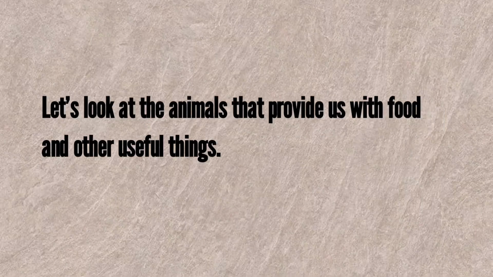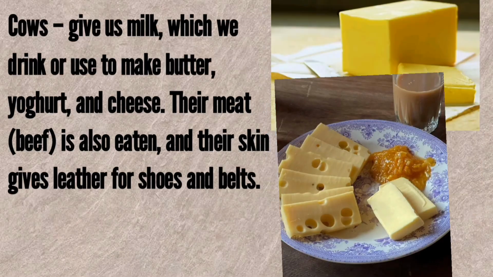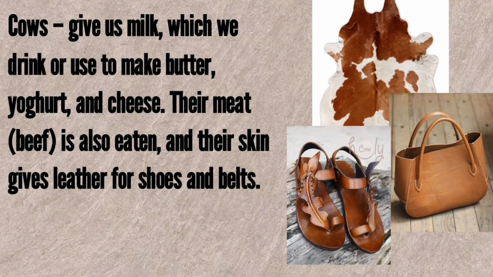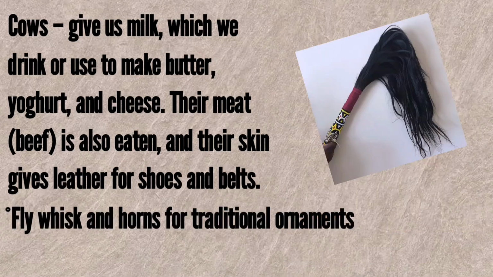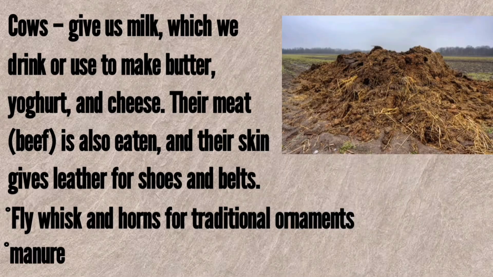Let's look at the animals that provide us with food and other useful things. Cows give us milk, which we drink or use to make butter, yogurt, and cheese. Their meat, which is also called beef, is eaten, and their skin gives leather for shoes and belts. Fly whisks and horns are used for traditional ornaments, and cows also give us manure.